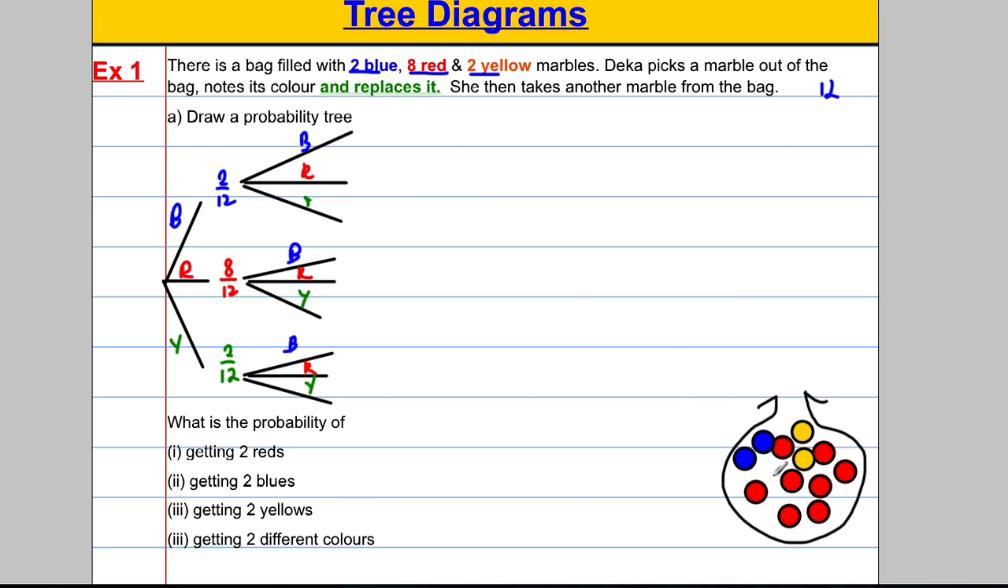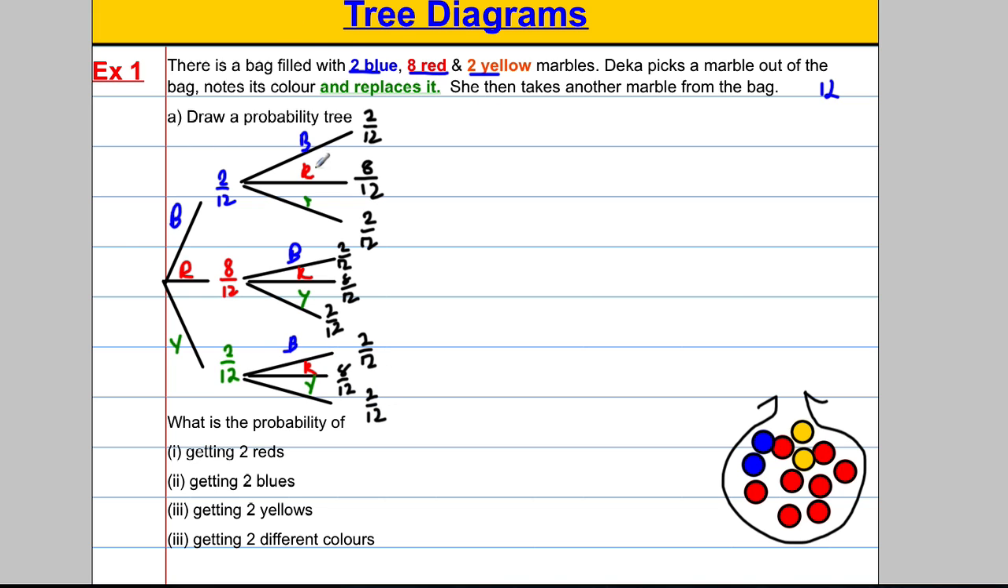Now, because she puts the marble back, imagine she took a blue out on the first go. She takes a blue out, she writes down it's a blue, and she puts it back. The number of blues nor the number of marbles in the bag change. So the probability of getting a blue again is 2 out of 12. The probability she got a blue, then she gets a red, well, it's 8 out of 12, and it's 2 out of 12. And the last one again is 2 out of 12, 8 out of 12, and 2 out of 12.